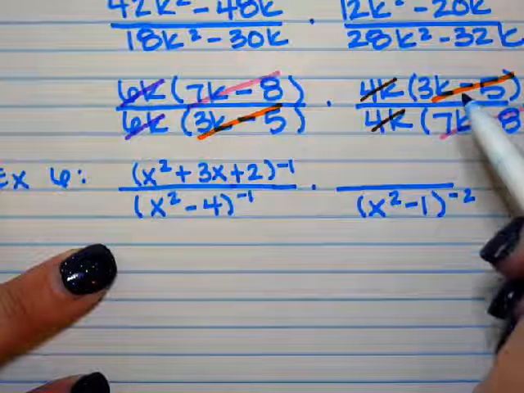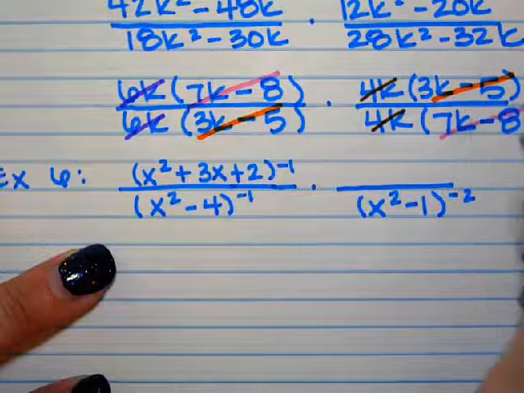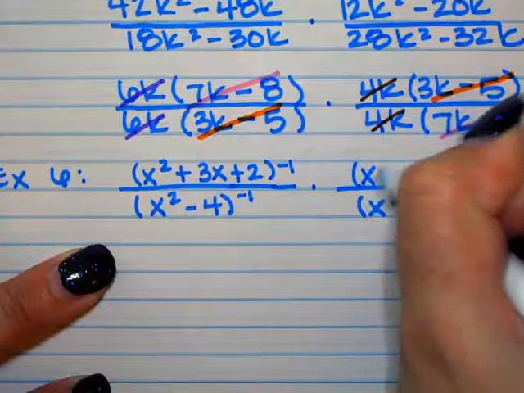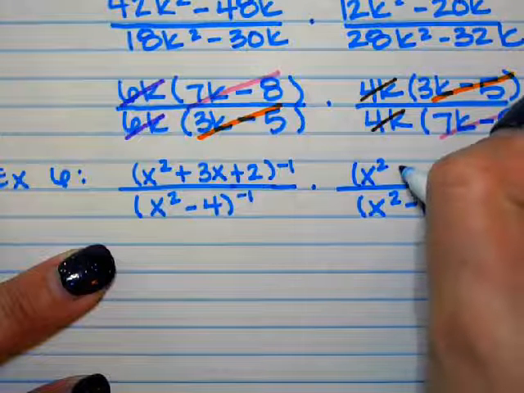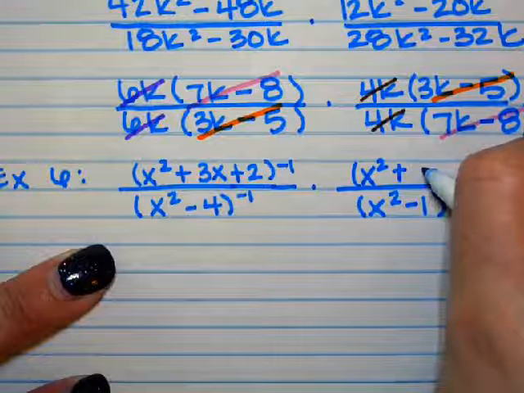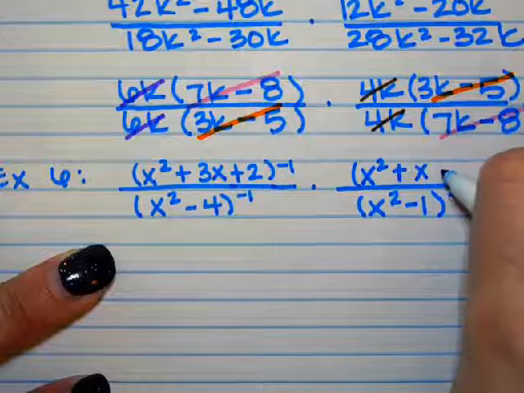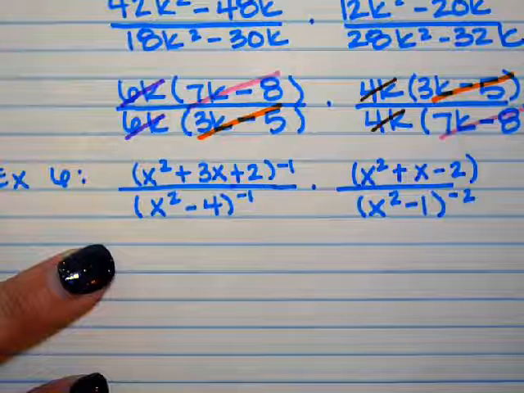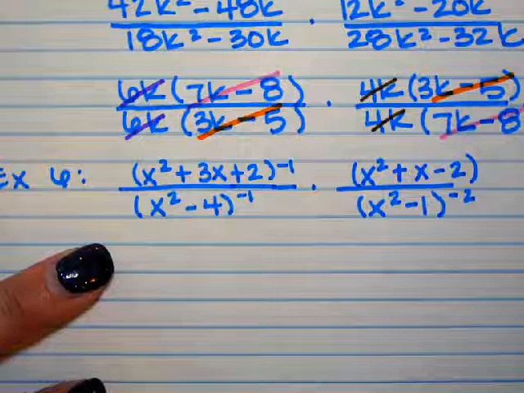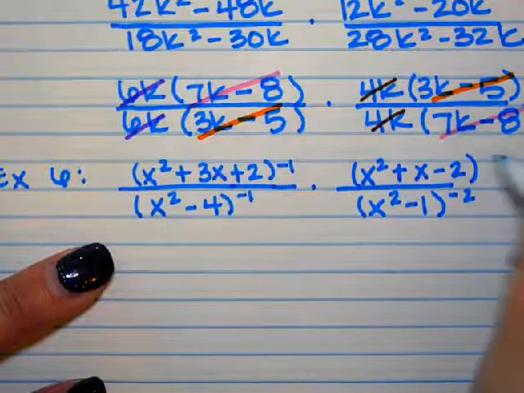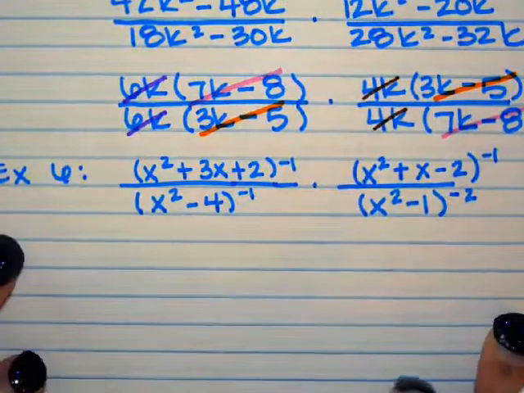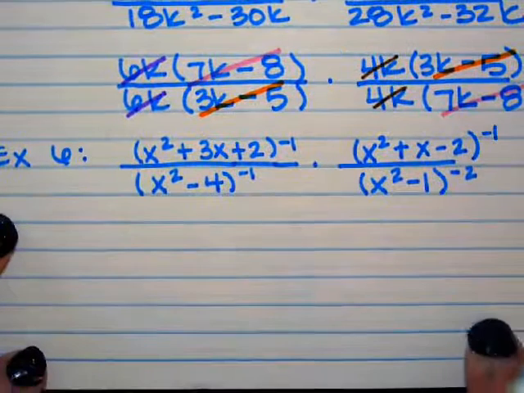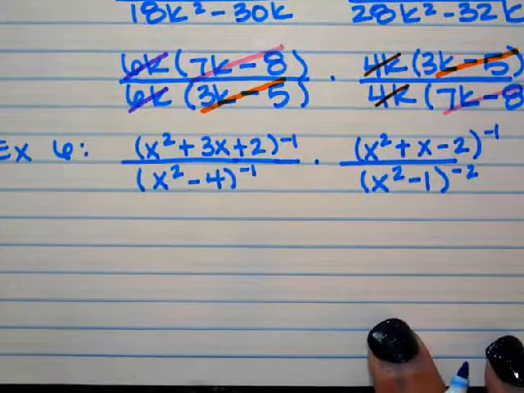X squared plus x minus 2, to the negative 1. Okay, that was way too hard. That's too much for my brain altogether. Okay. Does anyone remember what negative exponents do?